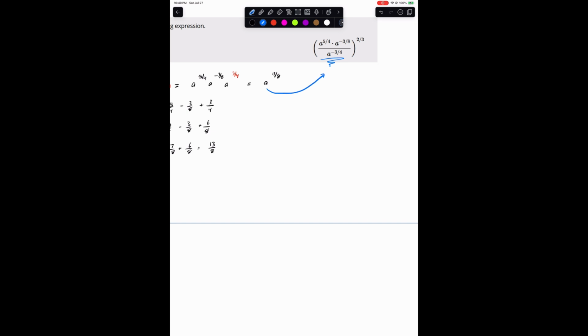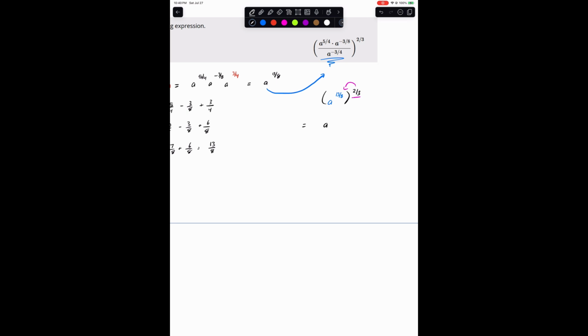We can substitute this back in, and we get a to the 13/8, right, to the power of 2/3. And when we distribute to the one term, we're just multiplying, right? You raise a power to a power, you just multiply. Well, not power to a power, but if you have a term raised to a power, all in parentheses raised to another power, you just multiply.